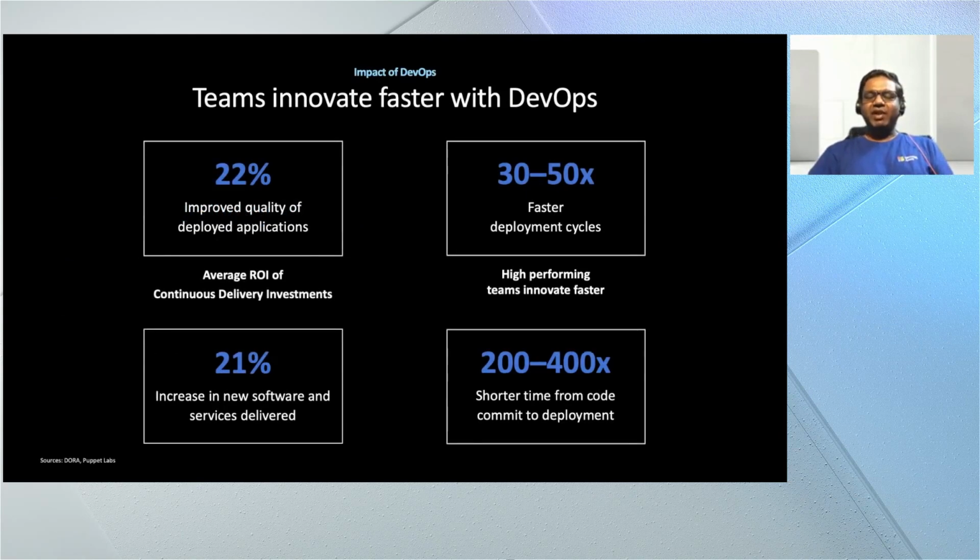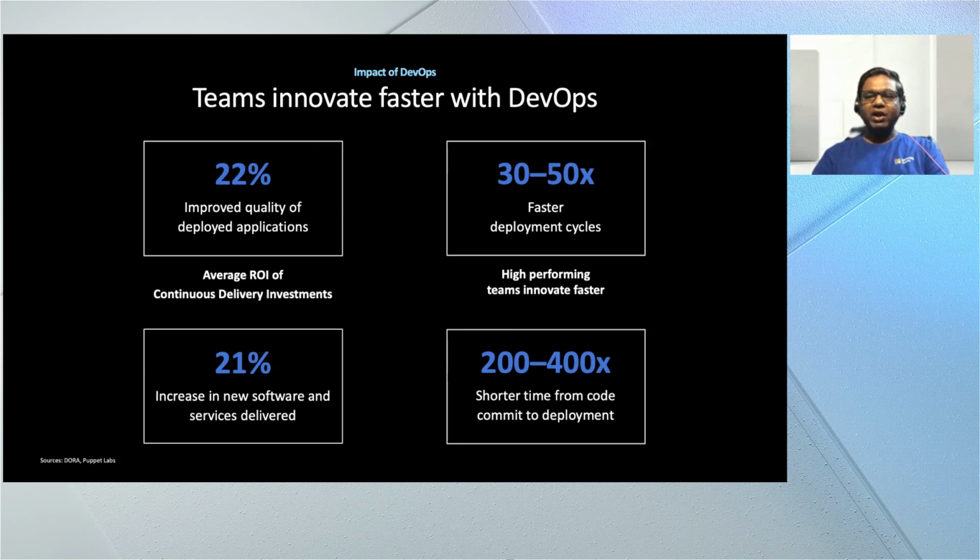Why continuous delivery or DevOps? Quality, speed, and efficiency are all tangible benefits of effectively implemented DevOps that lead to faster innovation and product differentiation. We have seen customers practicing continuous delivery and improving their efficiency significantly. Here are some of the benefits that they have seen.